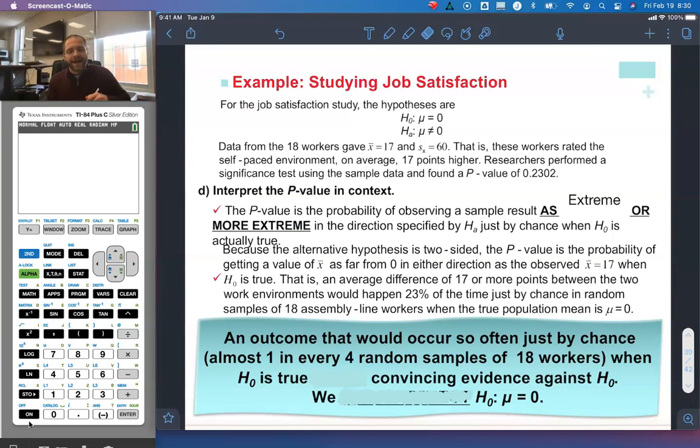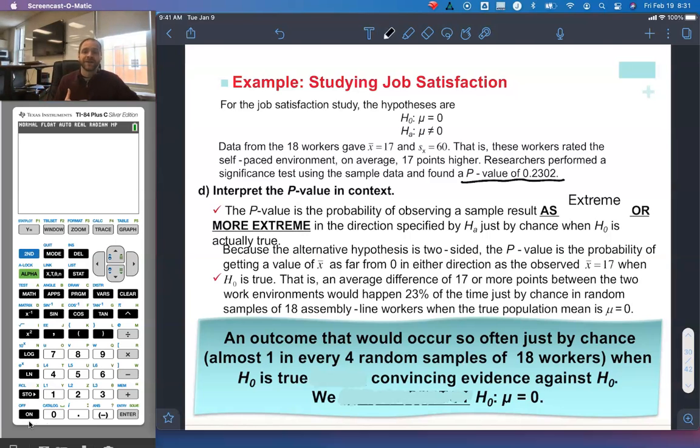So part D asks us to interpret that p-value, 0.2302. And that p-value is the probability of observing a result as extreme or more extreme in the direction of our alternative hypothesis, just by chance if the null was actually true. And it's a very weird thing, the interpreting of a p-value. And I'll show you what it means visually. But you probably need to write down some of them and get used to it, just like you do for some other interpretations.